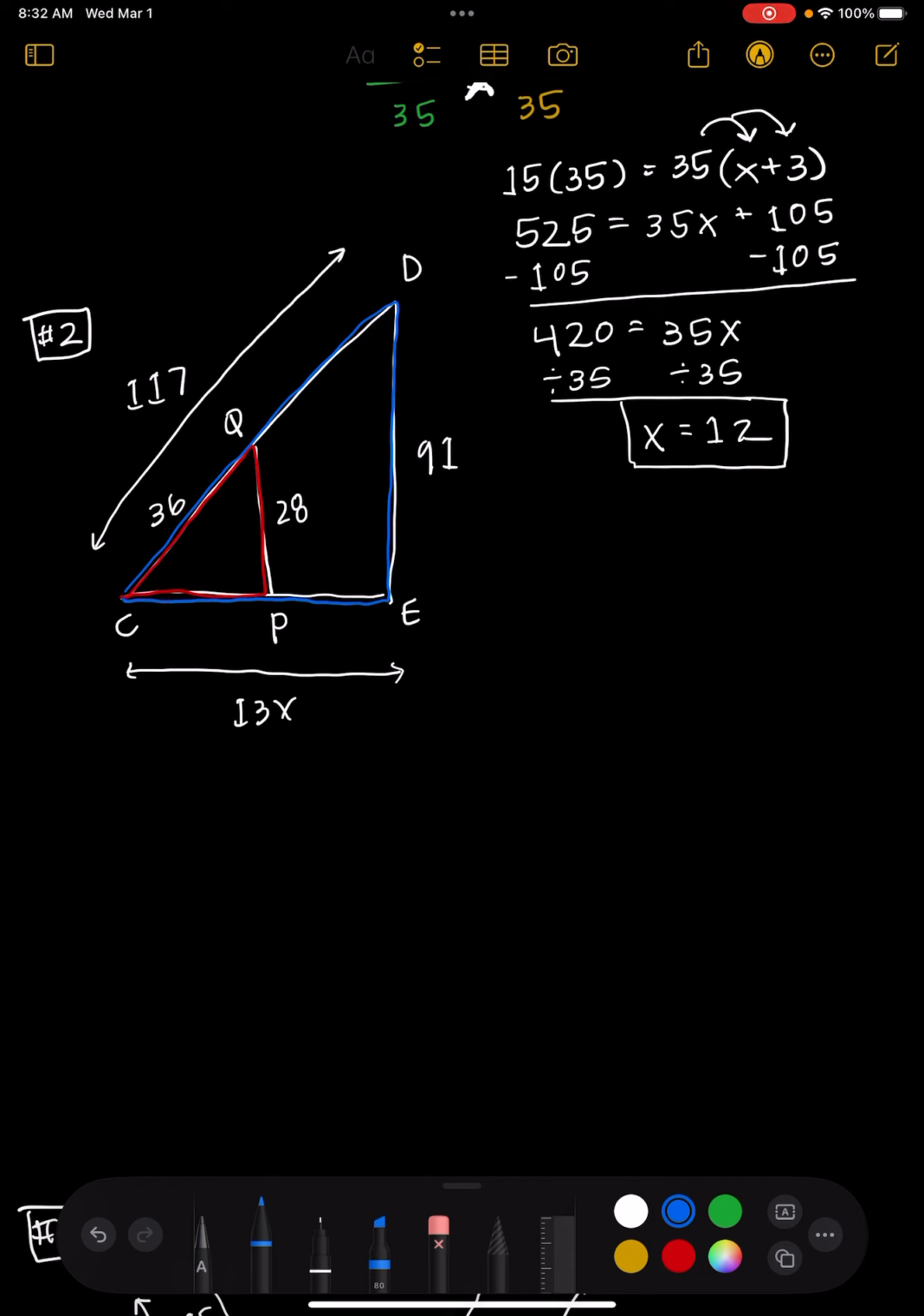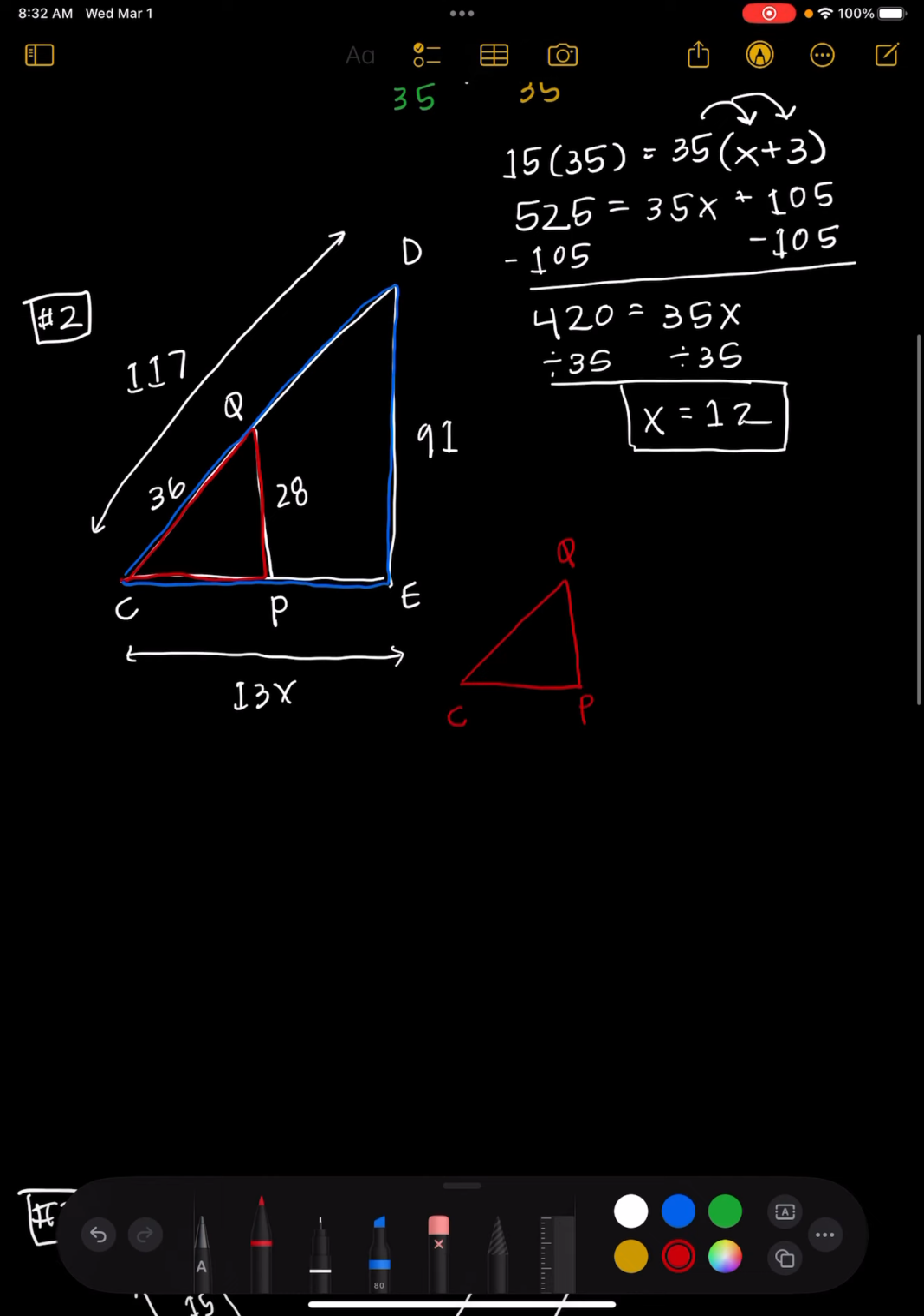We just want to make sure that we have two triangles that we can set up. So I'm going to start by drawing our red triangle, which is CPQ. And we know we have 36 right here and 28 right here. Now, we don't necessarily know the bottom because they didn't give us a number for the bottom. But we will talk about how to get there.